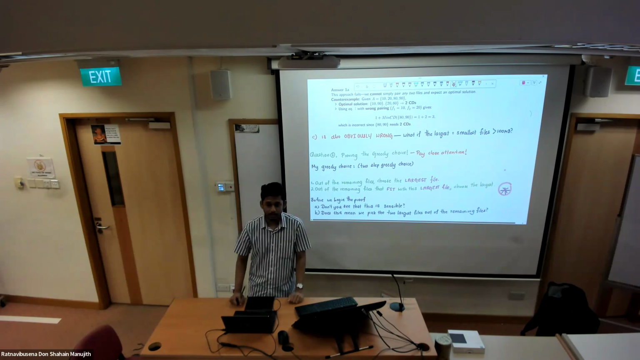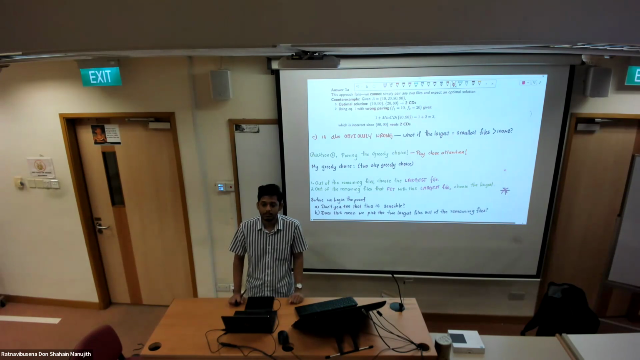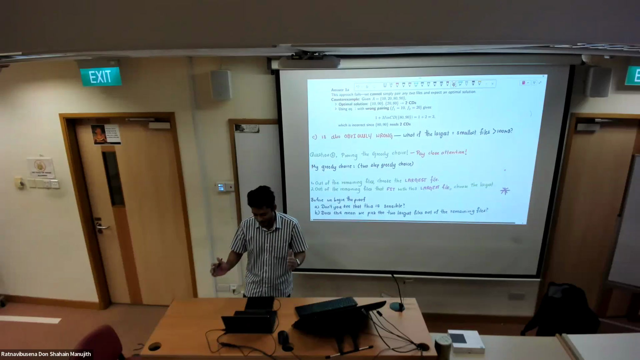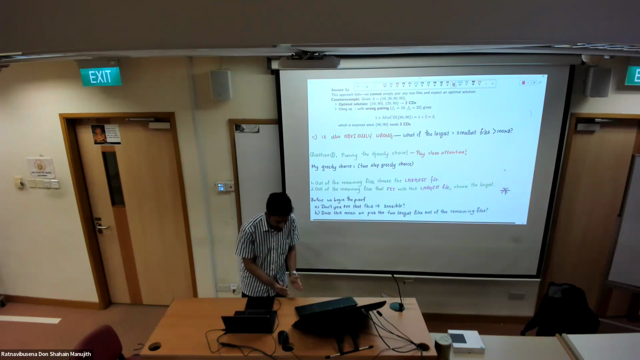I want to ask about this one. For the second step, out of the remaining files, find the largest that fits the largest file. Wouldn't this be another O(n), so this solution becomes O(n squared)? No, we are not talking about time complexity here. We are talking about whether this greedy choice is correct or not. We are not talking about efficiency.